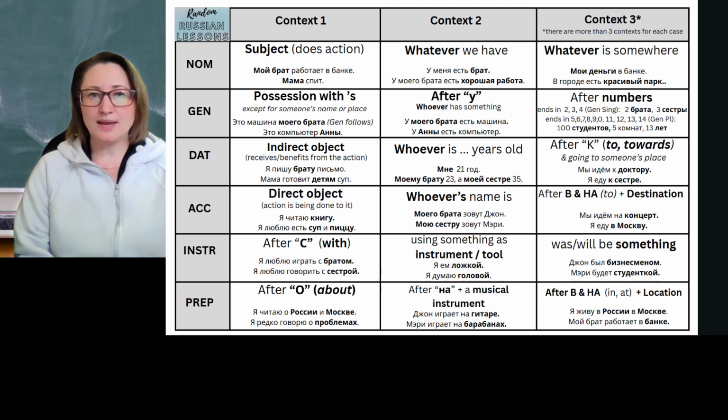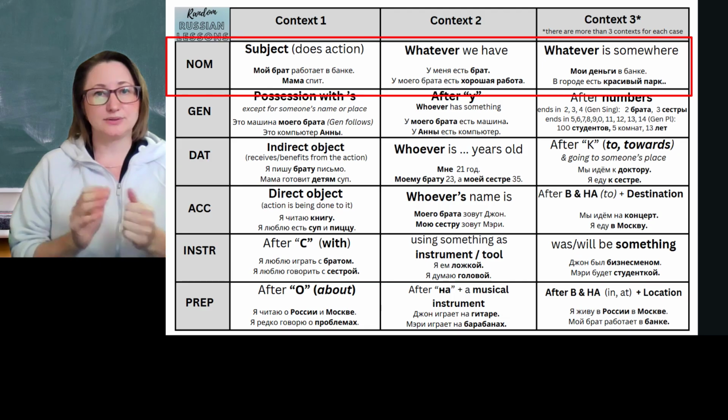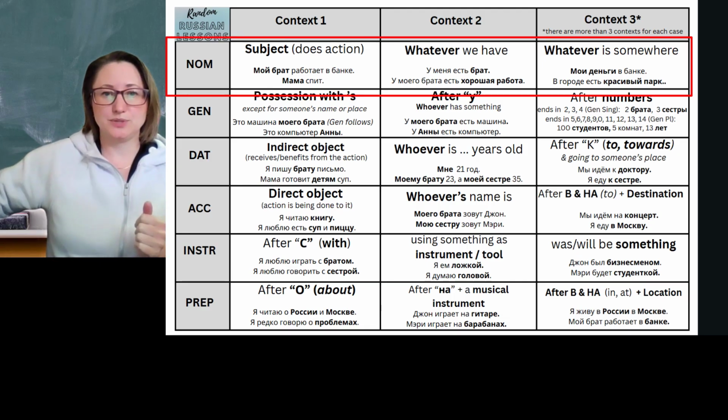Next time we're going to look into genitive. Right now, wrap your mind around nominative. And let me switch here.